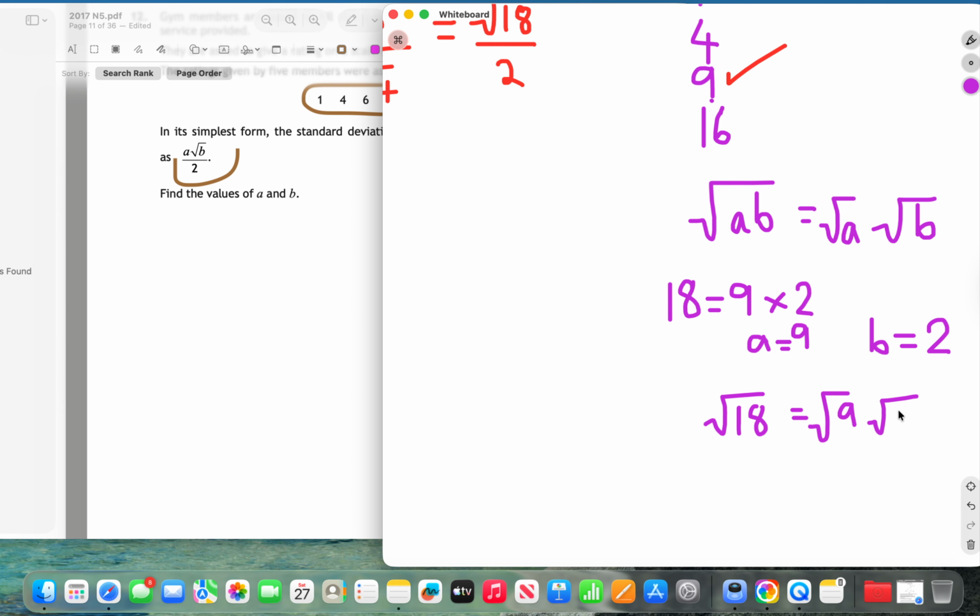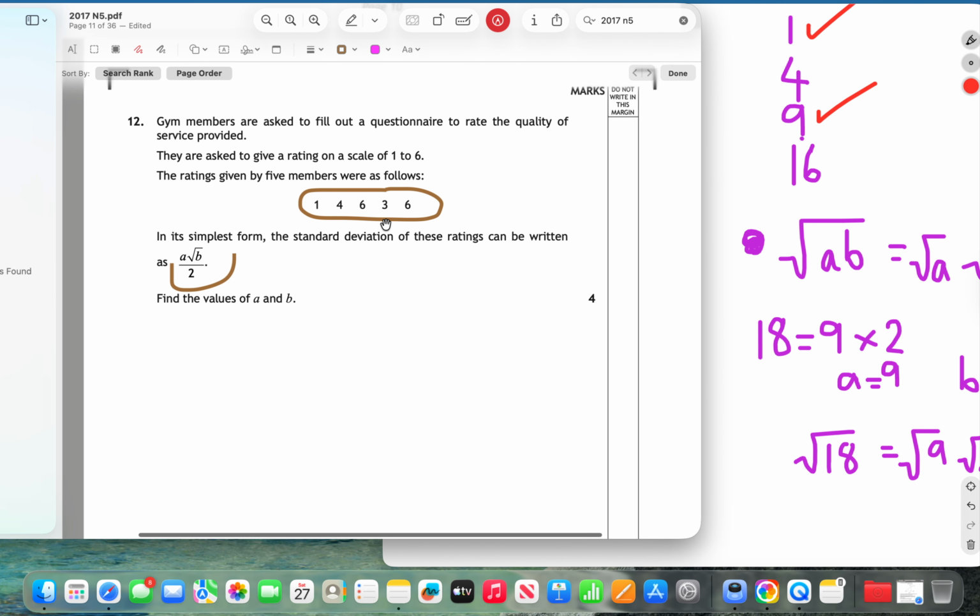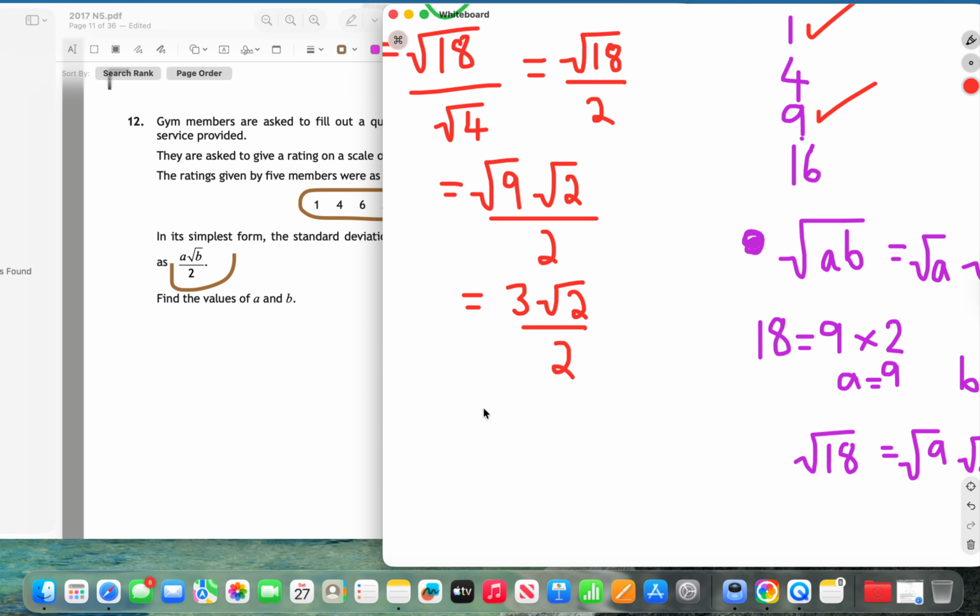If we use the law up here, this one, so that would be root 9 root 2. And the square root of 9 is 3. So that's 3 root 2 over 2. And we have that in the form of A root B over 2.